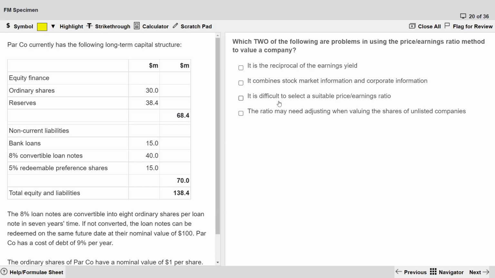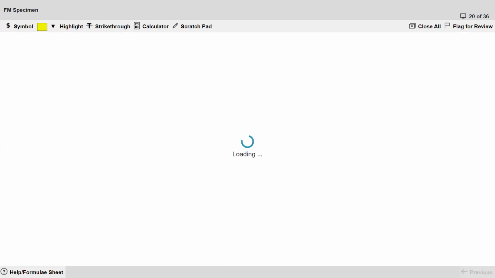Okay. It is difficult to select a suitable PE ratio. Yes, that's the issue. What's going to be the suitable PE ratio? Because you just cannot pick up the industry PE ratio. You have to adjust it accordingly. And lastly, the ratio needs adjusting when valuing the shares of an unlisted company. So we are done with this part of the question.